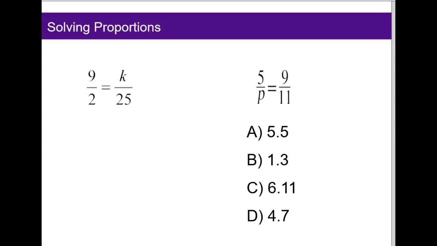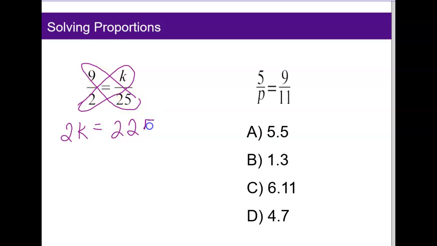So over here on the left is an example of a proportion that we'd like to solve. I want to know what k is. I know these two ratios are equal to each other. So I could use that cross products property to solve this proportion. I know 2 times k is equal to 9 times 25. And now I just want to solve this for k. So I'm going to divide both sides by 2. And I find out that k is equal to 112.5. So what are we saying?